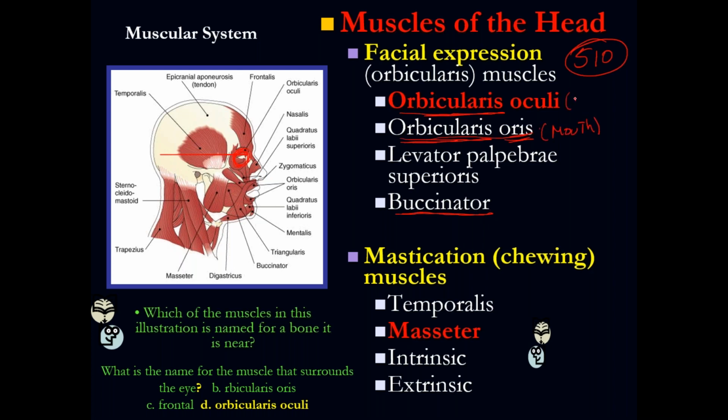Oculi means eye. Okay, so we have here the orbicularis oris. Oris is coming from the word oral, right? Okay, orbicularis oris. Then we have another muscle that is the buccinator muscle. And where is the buccinator muscle? The buccinator muscle is this area.